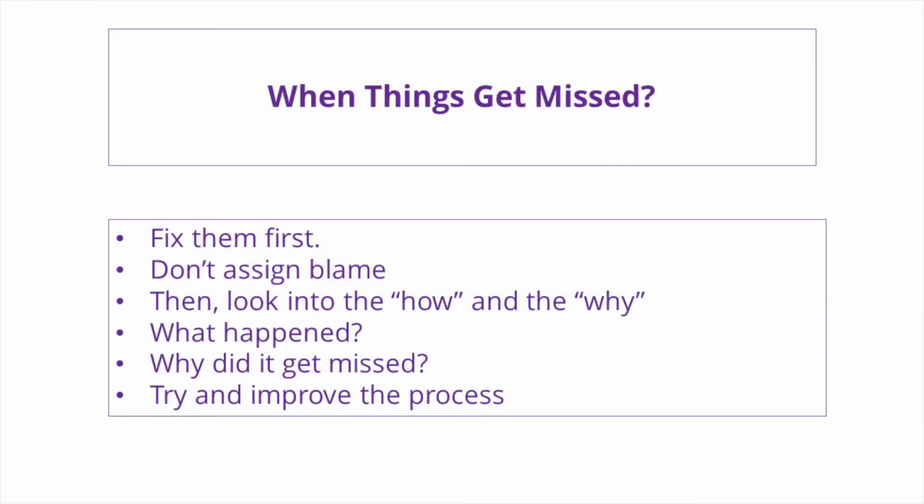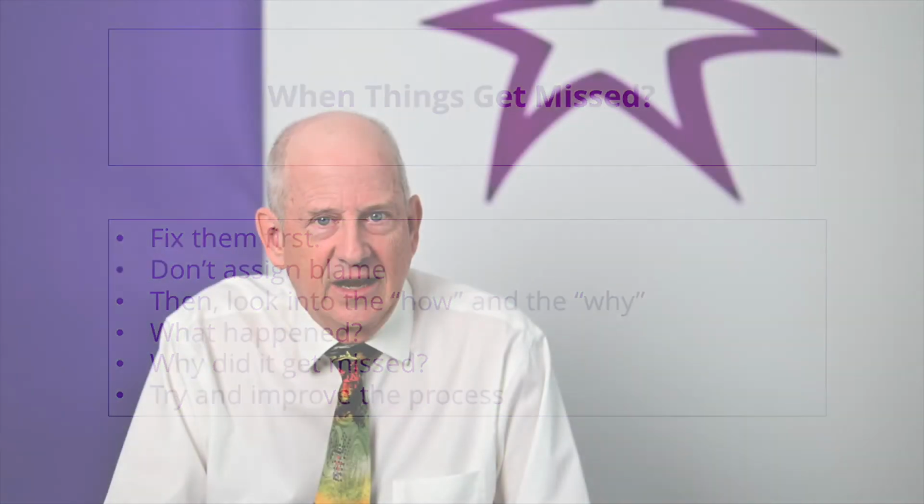What happens when things get missed? Fix them first, but then look into the how and the why. What happened? Why did it get missed? And look to try and improve the process to make sure that it doesn't get missed. And a key part of this discussion, though, is that it's not about blame. Don't assign blame. Understand why it happened to try and make sure it doesn't happen again.